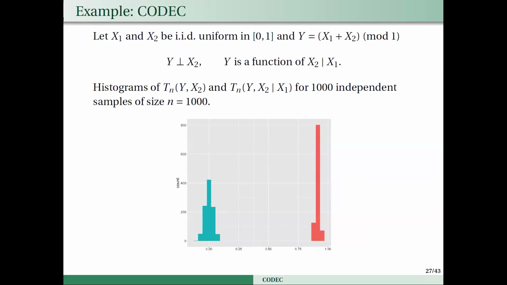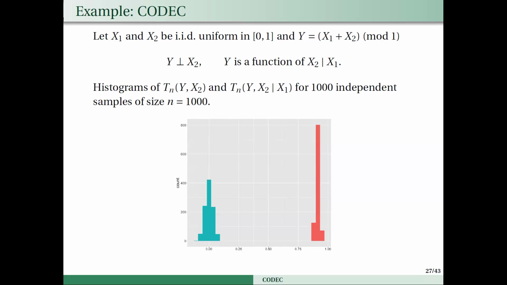But let me show you an example. This is a tough example, I would say. I have x1 and x2 that are uniform and i.i.d. on [0, 1]. Then I define y as the sum of x1 and x2 mod 1. What do I mean by that? Add the x1 and x2 and take the non-integer part of it. So for example, if I have 0.3 and 0.8, the sum is 1.1, and y would be 0.1.